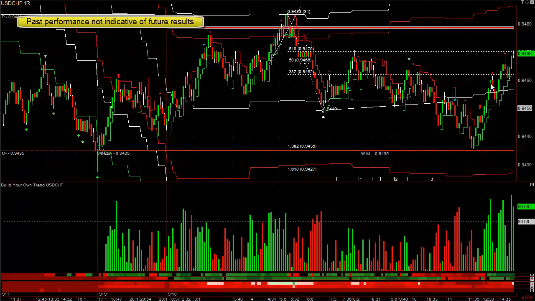This move up right here, you would normally sell, especially if it couldn't get above the hourly, but look at how strong it is. It's the strongest strength of the day. So you would probably want to pass on that, but if you did take the trade, you would have lost 6 to 10 pips. Last but not least, the dollar CAD.